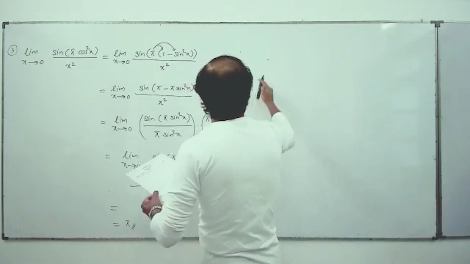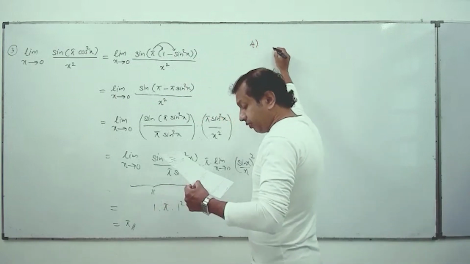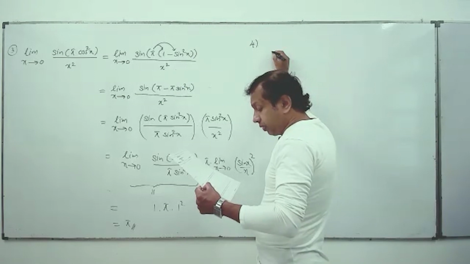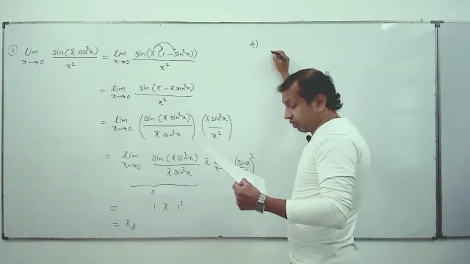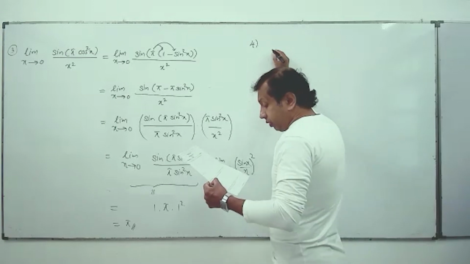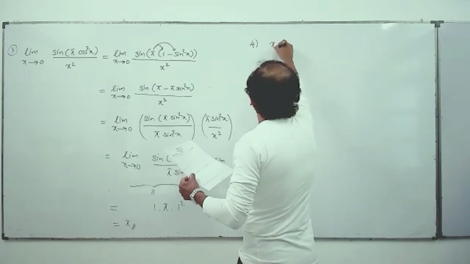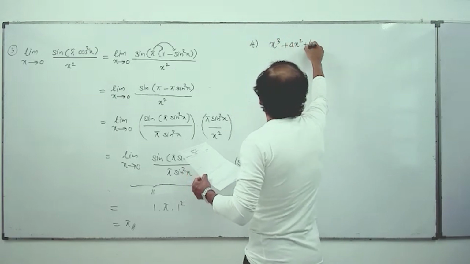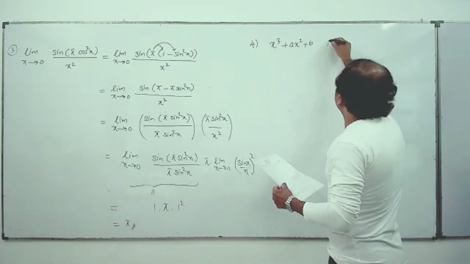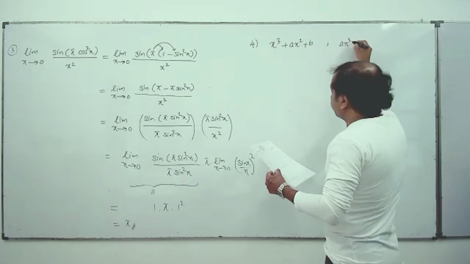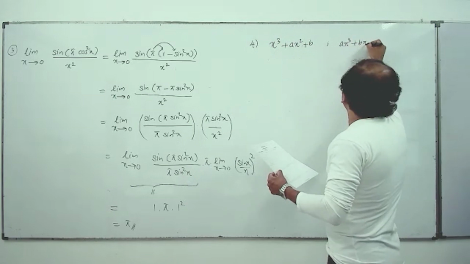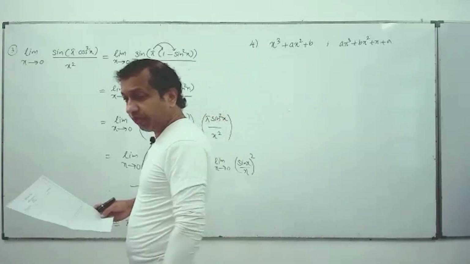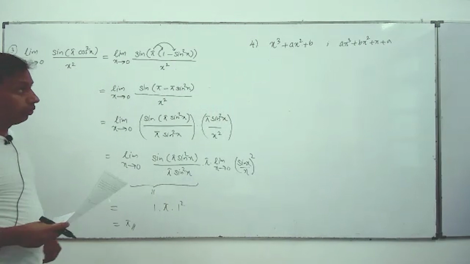Number 4. The polynomial functions x cube plus a x squared plus b, and a x cube plus b x squared plus x plus a, have a common linear factor. These two polynomial functions we are given have a common linear factor, a first degree factor.